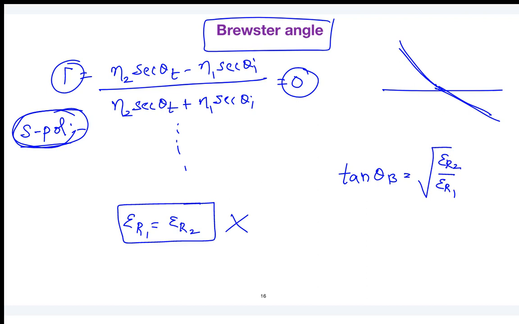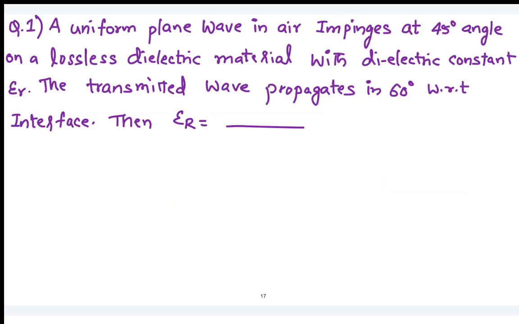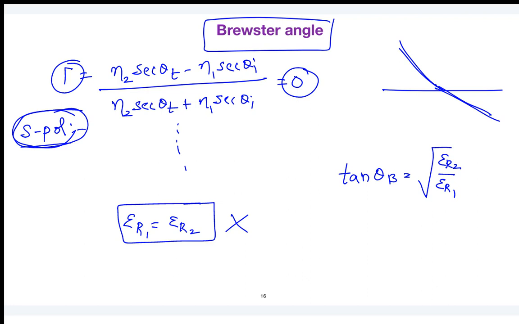Do you have any questions here? So this is actually the conclusion for the second chapter, that is wave propagation. With that, we have covered all the concepts in wave propagation.